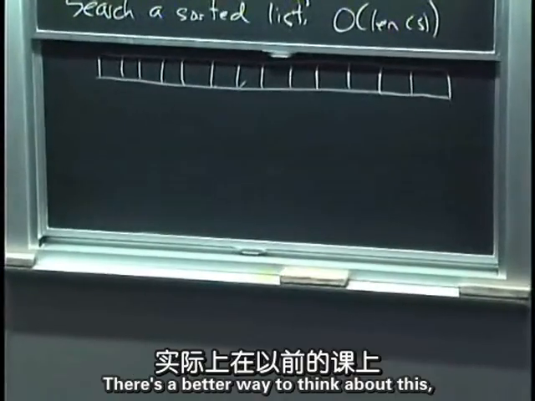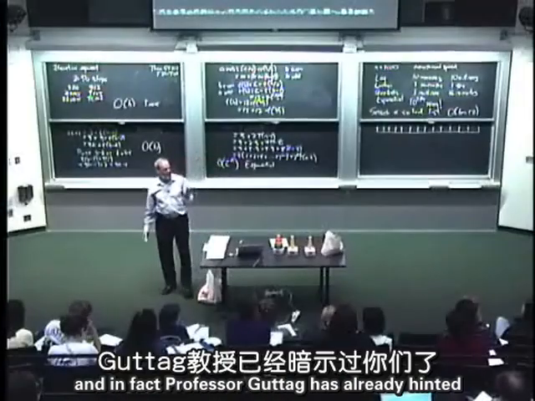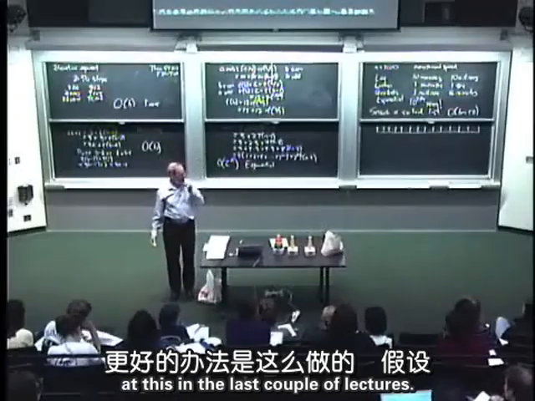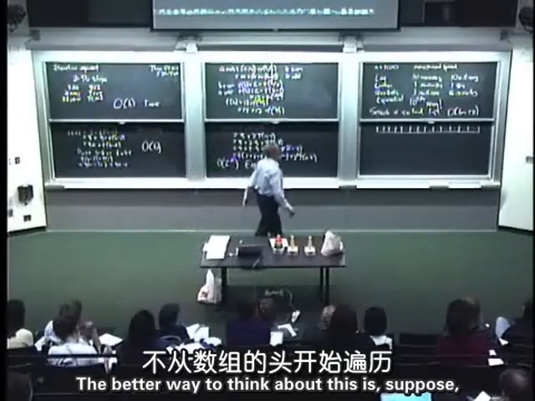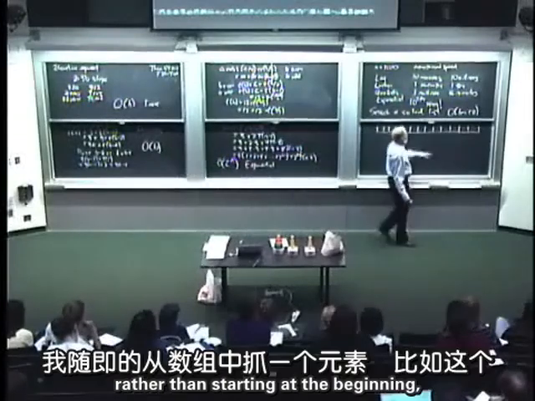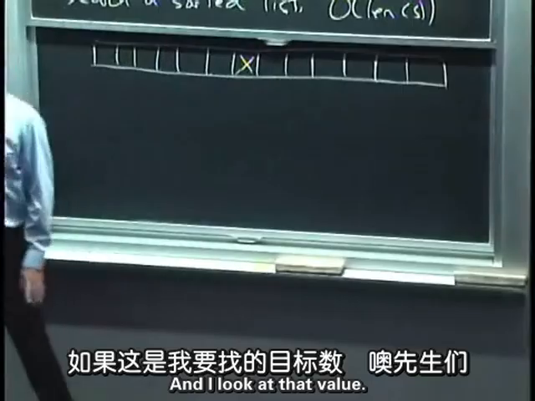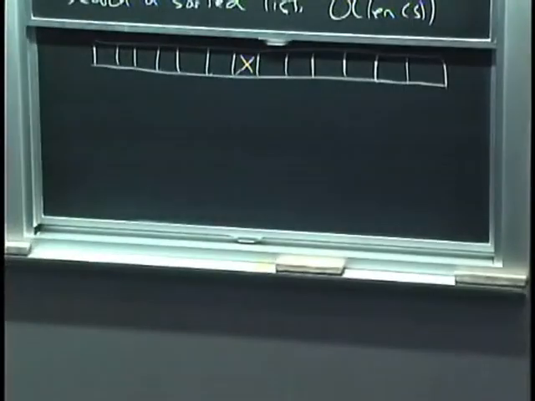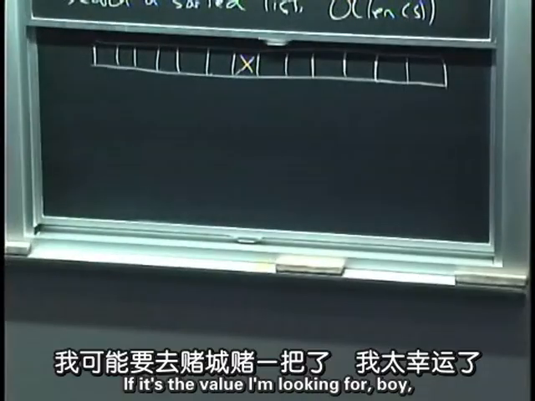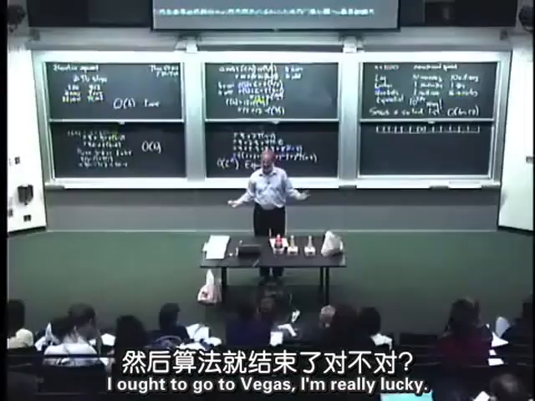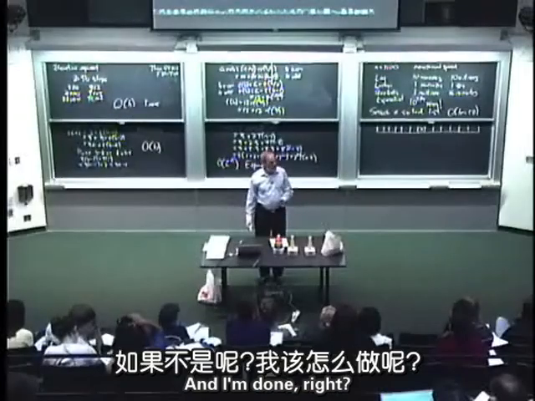It's a better way to think about this, and in fact, Professor Guttag has already hinted at this in the last couple of lectures. The better way to think about this is suppose, rather than starting at the beginning, I just grab some spot at random, like this one, and I look at that value. If it's the value I'm looking for, boy, I ought to go to Vegas, I'm really lucky, and I'm done. If not, what could I do?